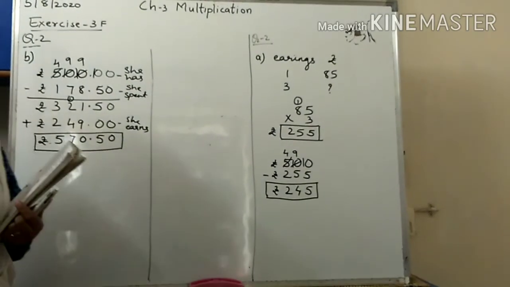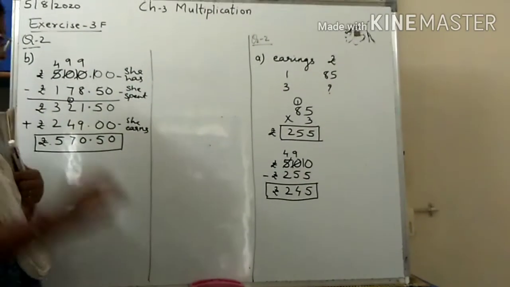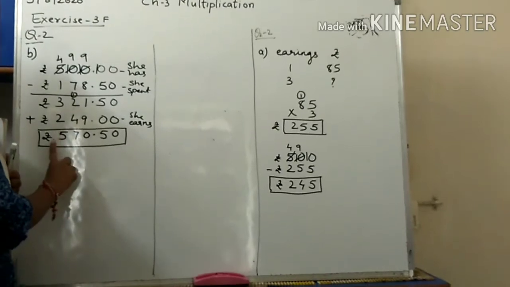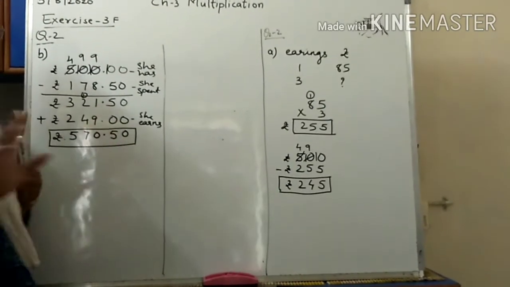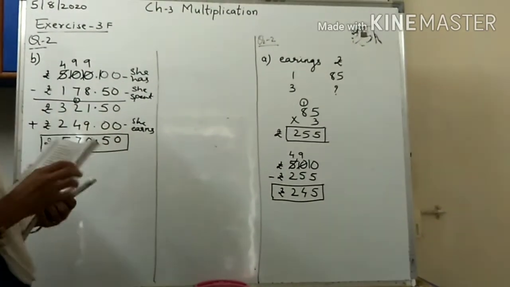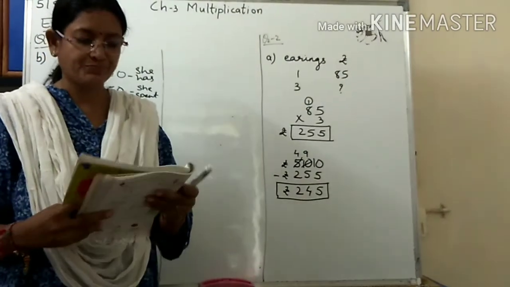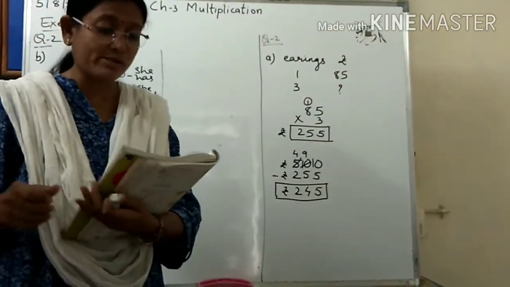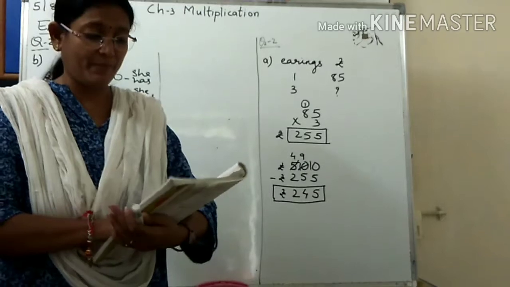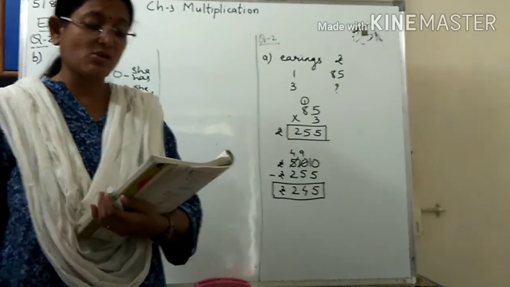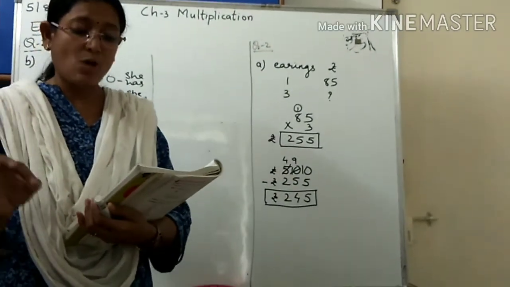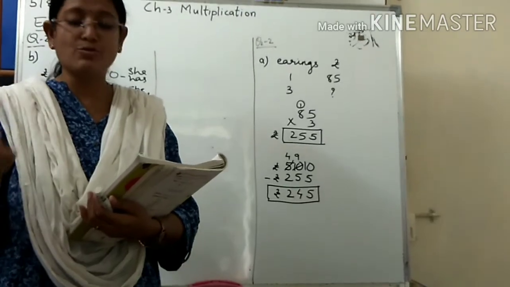What is the answer? How much money does she have now? She has rupees 570.50 now. Right? This is the way you will do number B. Number C. A toy car costs rupees 79.50. A set of batteries costs rupees 28. How much does it cost to buy 2 of each?